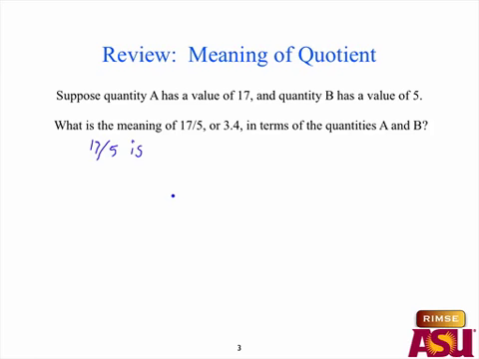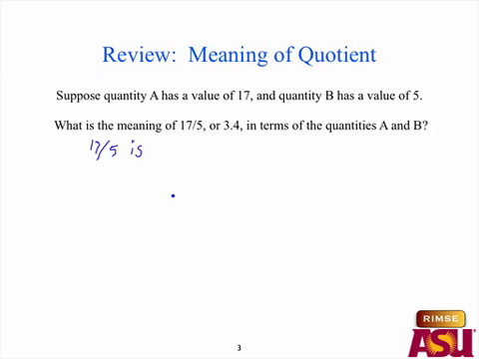Okay, 17/5 is what? Who remembers? What is 17/5? Anybody? Yes, sir. There are 3.4 more 5s in A than in B. Okay, yeah, that's true. So if that's true, which it is, what does the number 17/5 represent according to quantities A and B?